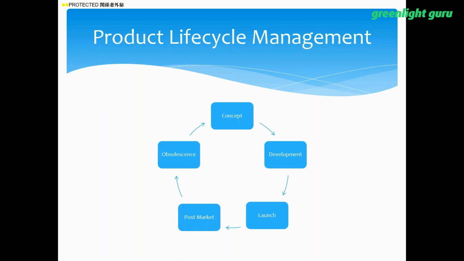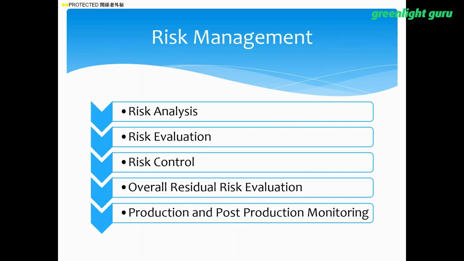When we talk about product lifecycle management, the basic areas that I want to cover are from concept through development, through launch, post-market, and then product obsolescence. To do that, when we talk about risk management, the major elements are risk analysis, risk evaluation, risk control, overall risk evaluation, and production and post-production monitoring. Now, there are more elements than that, obviously, such as the risk management plan, risk benefit analysis, the risk management report, etc. We can touch on those a little bit later.